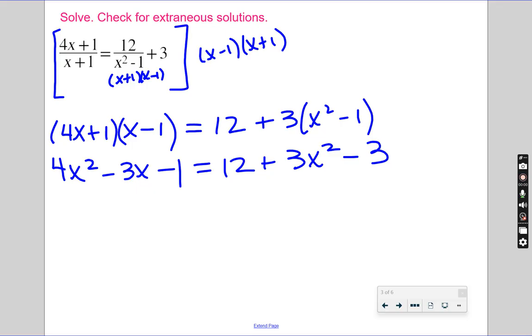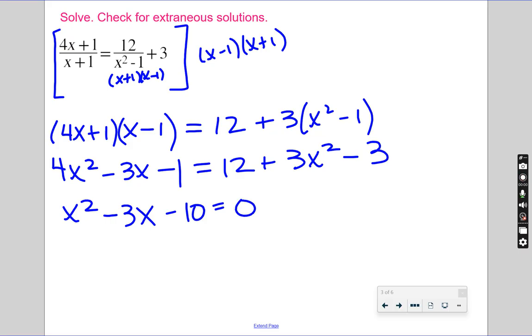Okay, so let's see. I'm going to subtract the 3x squared. So that's x squared. How many x's do I have? Minus 3x. And I have 9 over here. So if I subtract 9, that would be minus 10.